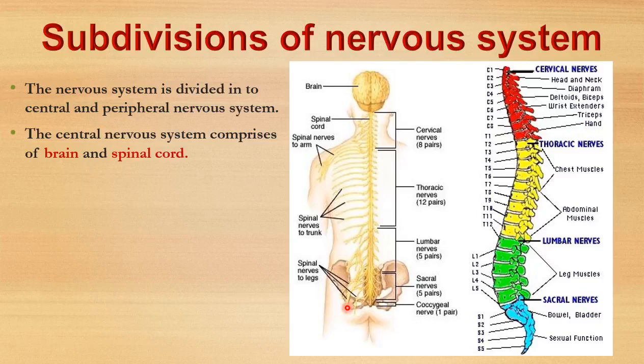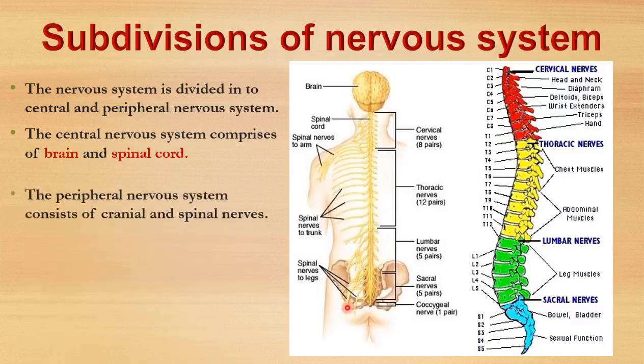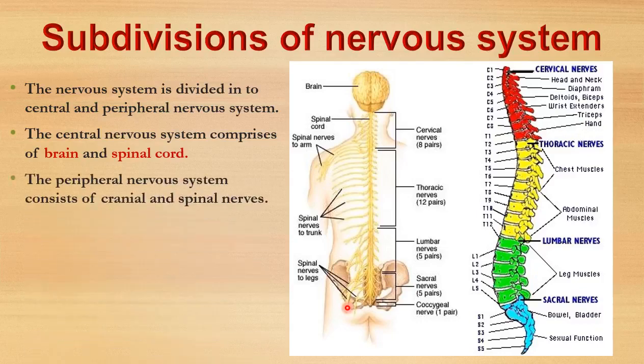So the main function of the peripheral nervous system, which consists of your cranial and the spinal nerves, is that they conduct or receive the information. So they receive the information and then carry back the information which is sent by the brain. That is the main function of the peripheral nervous system, which consists of cranial nerves and spinal nerves.